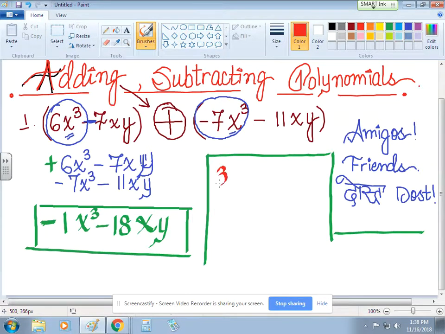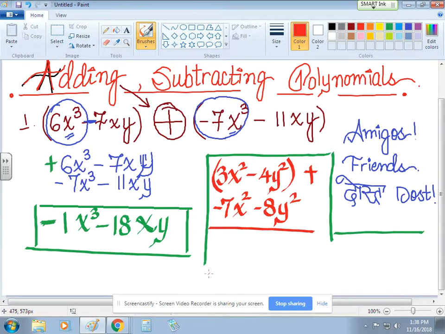3x squared minus 4y squared, and we are adding negative 7x squared minus 8y squared to it. Because of the space, they are already in rows and columns. Adding is like a piece of cake now. Basically, you have to look at integers.